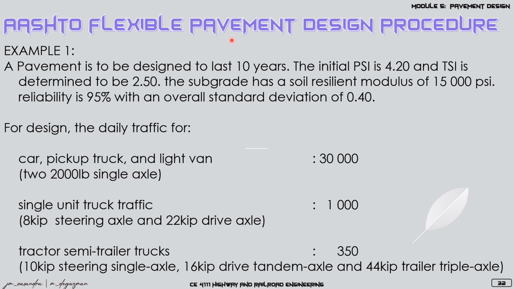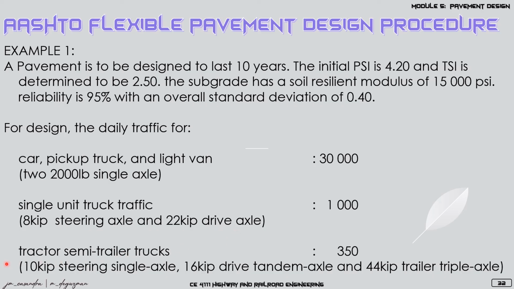traffic for the pavement for cars, pickup trucks, and light vans to be 30,000, in which this type of vehicle will be 2,000-pound single axle vehicles. And then we have 1,000 single unit truck traffic, in which they have an 8-kip steering axle and a 20-kip drive axle. So the steering axle is a single axle load and the 20-kip drive axle is a tandem axle.